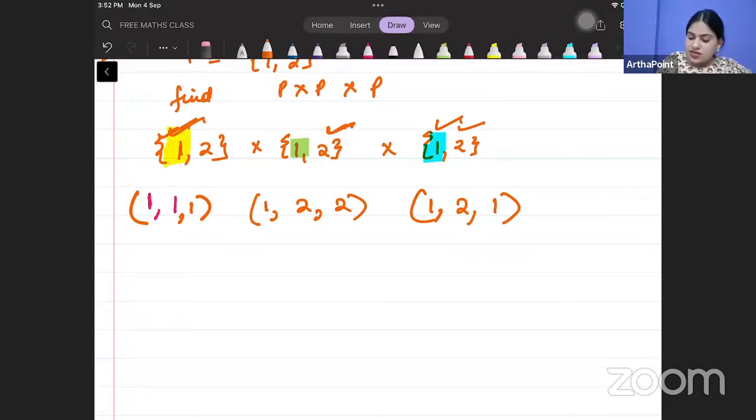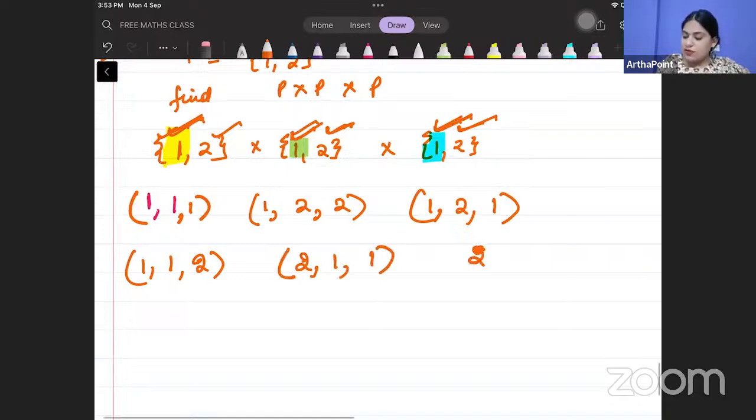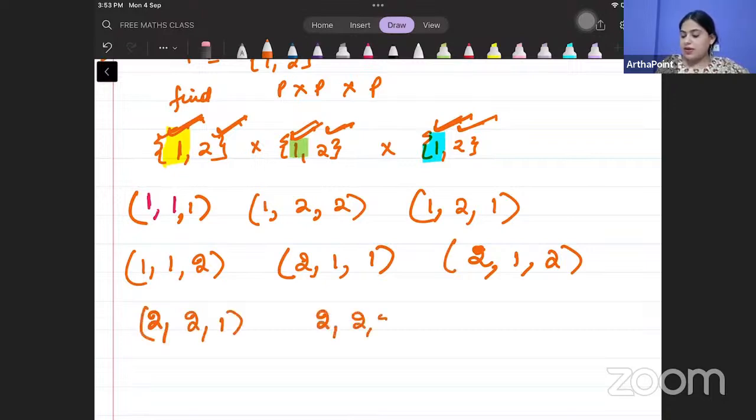Then you can take the first element of this, combine it with the first element of this, and the second element of this. Then take the second element of the first P, combine it with the first element of the second P and the first element of the third P. Second element of the first P, combine it with first element and second element. Second element, combine it with the second element and first element. Second element, combine it with the second element. All these will be your answer.